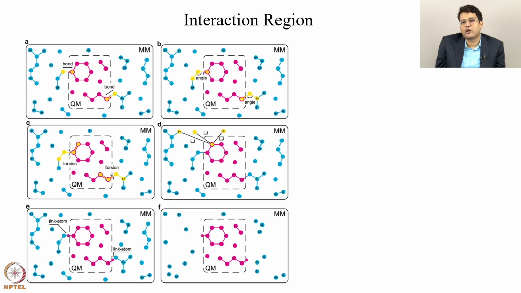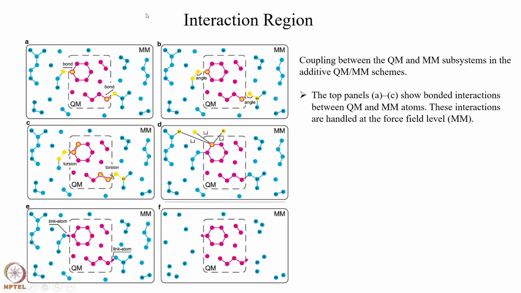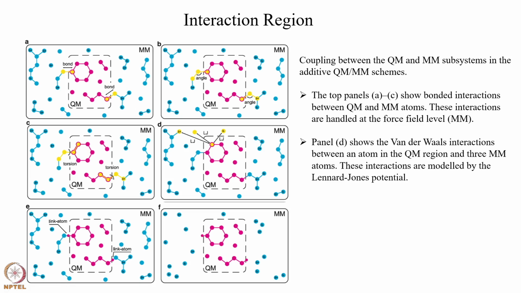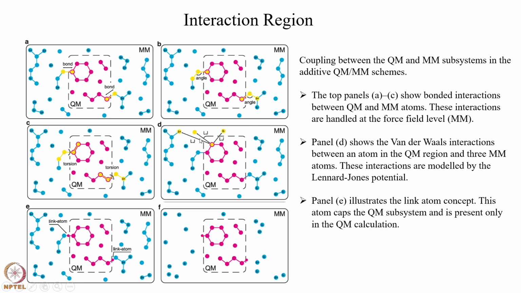To understand the nature of the interaction, let us look at these pictures one by one, and go through them slightly carefully. In the top 3 panels A, B and C, it shows the interaction between the QM and MM regions. This is the interaction between the bonds. It can be an interaction between the angle, where the QM and MM are attached to an angle, and QM and MM can be attached to a dihedral also. Panel D shows the van der Waals interaction between an atom in the QM region, this one, and 3 MM atoms through Lennard-Jones potentials.